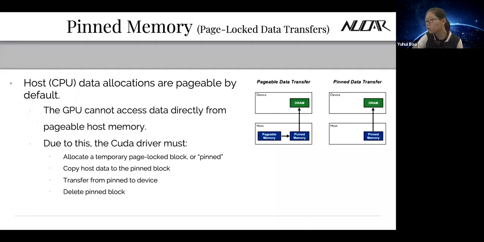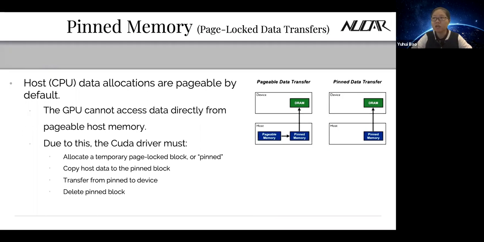If we use the pinned memory method, we will see on the right figure, there's no pageable memory step. So we directly allocate our host memory as pinned memory. So why is there a pageable memory block and another, a page locked block?